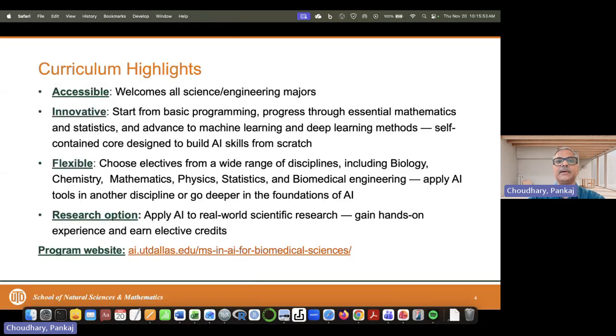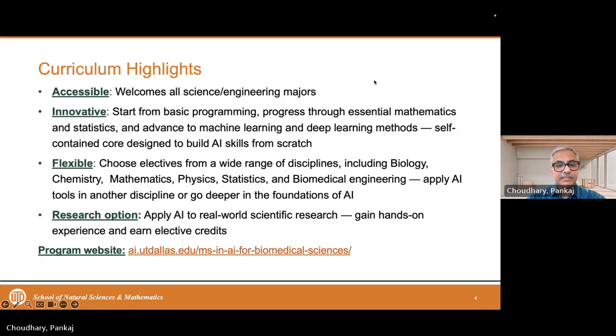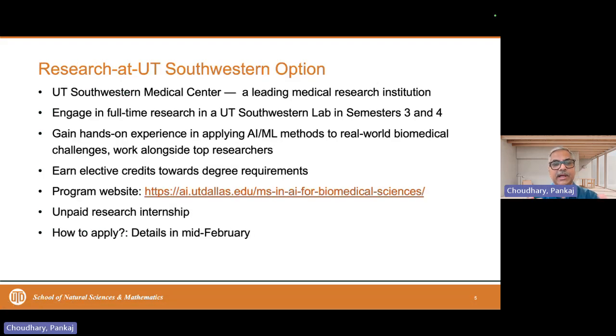So I'm going back to the website. I mean, going back to my slides, and we will come back to this website in a few minutes. Okay, so now let's focus on research at UT Southwestern options.